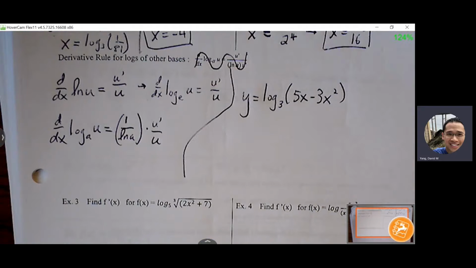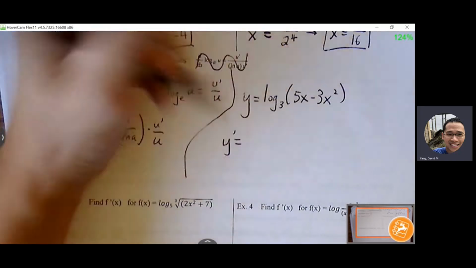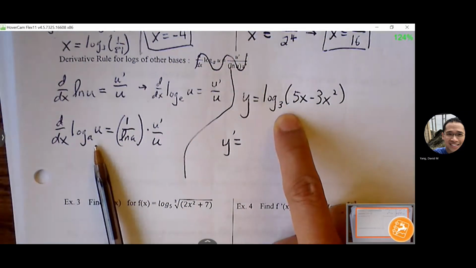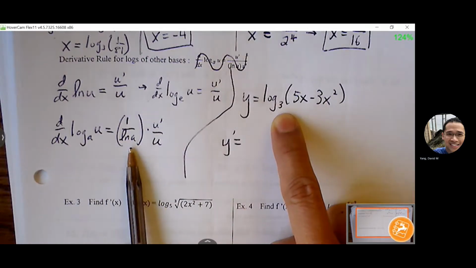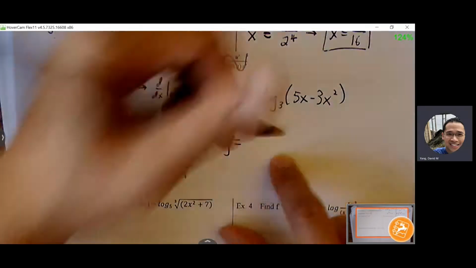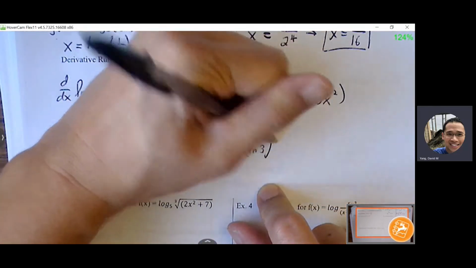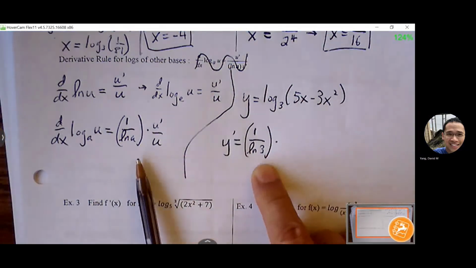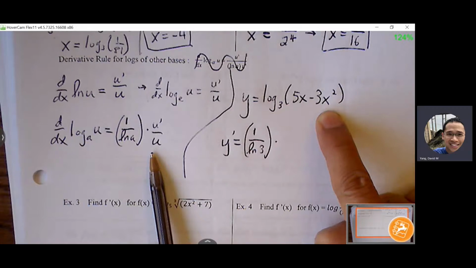So the first thing you recognize is, okay, I have a log problem. I know it's u prime over u, but it's not base e, so I have to make some adjustment in the beginning. Okay, so y prime equals, let's just follow the rule. What's natural log of a? Natural log of 3. That's going to be the conversion. That's going to kind of put it into a natural log form. And then now it's just going to feel like your natural log derivative, right?